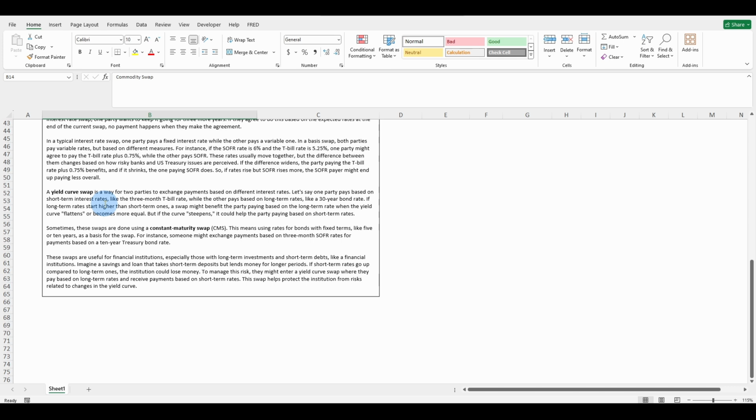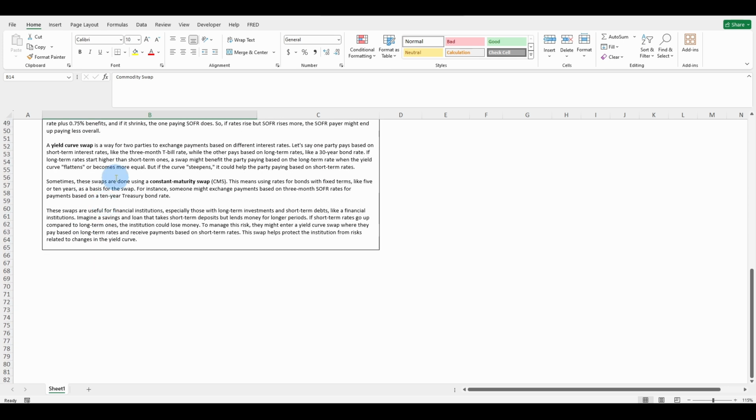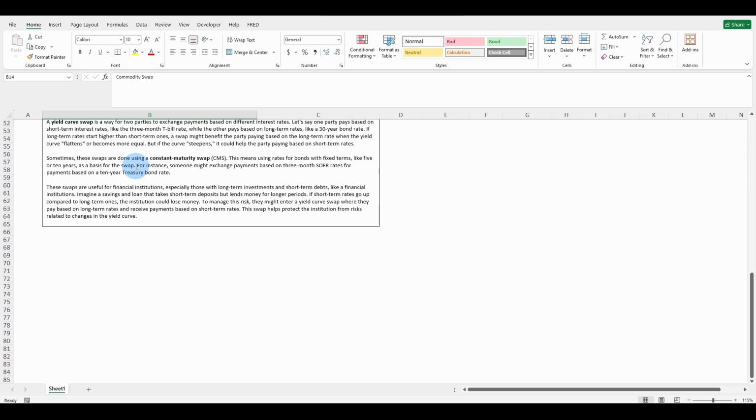A yield curve swap is a way for two parties to exchange payments based on different interest rates. Let's say one party pays based on short-term interest rates, like the 3-month T-bill rate, while the other pays based on long-term rates, like a 30-year bond rate. If long-term rates start higher than short-term rates, a swap might benefit the party paying based on the long-term rates when the yield curve flattens or becomes more equal. But if the curve steepens, it could help the party paying based on short-term rates.